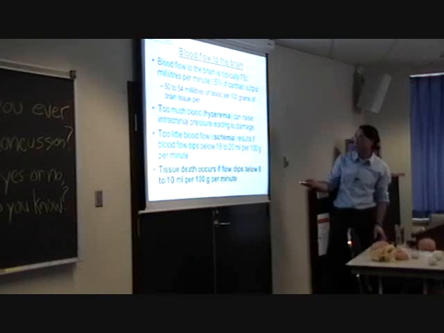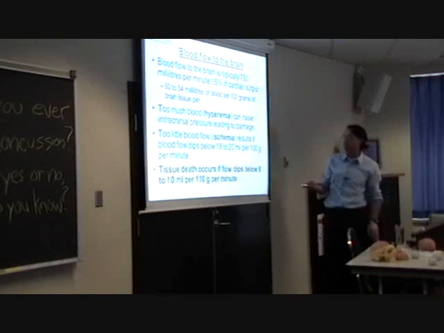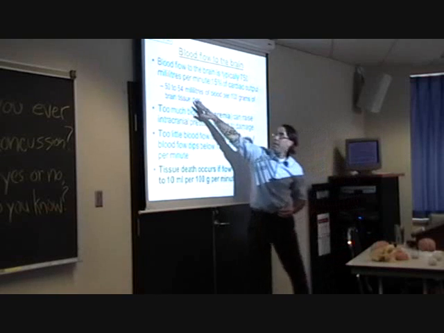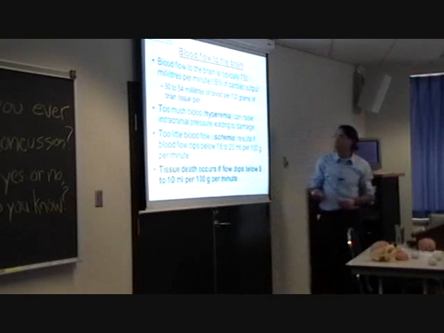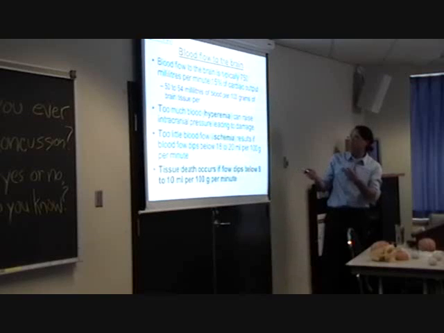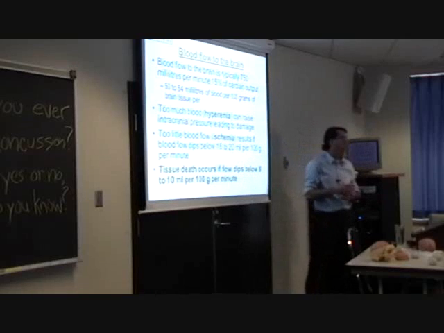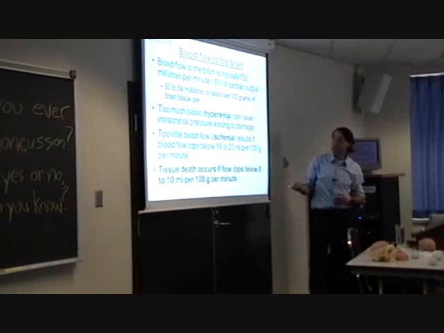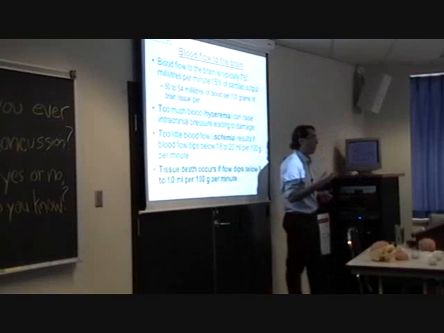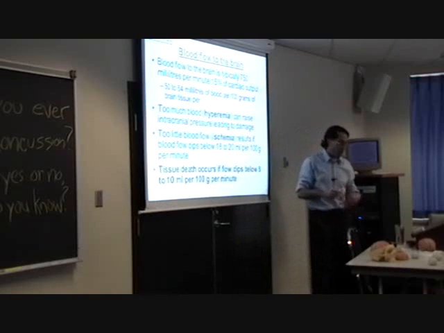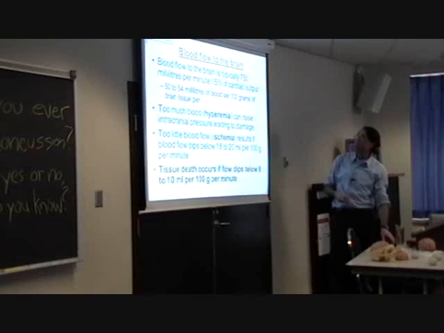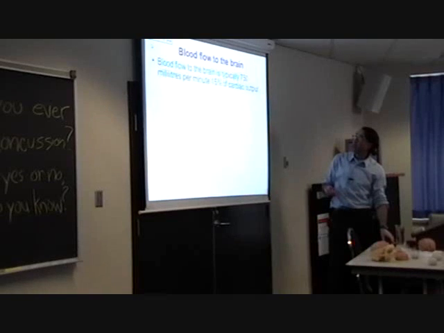Actually, tissue death occurs if flow dips below 8 to 10 milliliters per 100 grams. So it really has to drop down pretty significantly. But an ischemic event is when it dips down to 18 to 20, so about half of the normal blood flow. And when you get to about a quarter of that, that's when you have tissue death. That's when your neurons are really starving and not getting their food or their oxygen. So remember that: blood flow to the brain is 15% of cardiac output, 50 to 54 milliliters of blood.